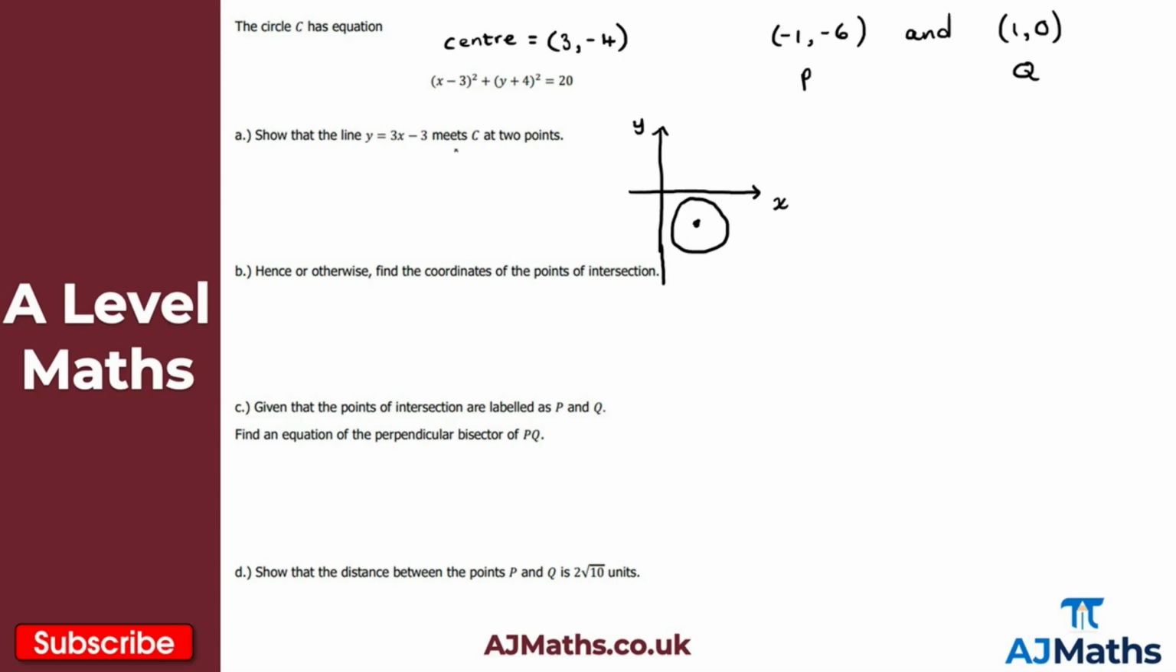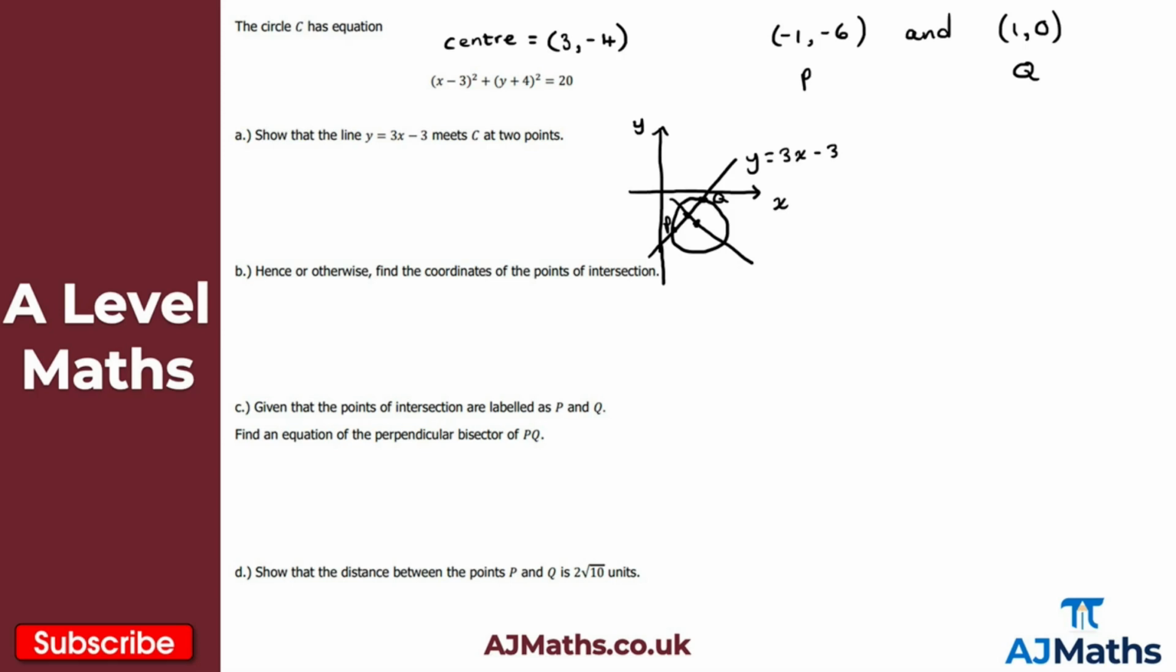And we're told that the straight line here, 3x minus 3, meets C at 2 points. So if I say this is the straight line here, y equals 3x minus 3, and that's my circle, we can see it meets the circle here at 2 points. Let's call that the point P there, and that the point Q. What we're looking for here is the equation of the perpendicular bisector of PQ. So it would be halfway between P and Q, and it will cut through like so. That's my perpendicular bisector, and we're looking for the equation of that line.